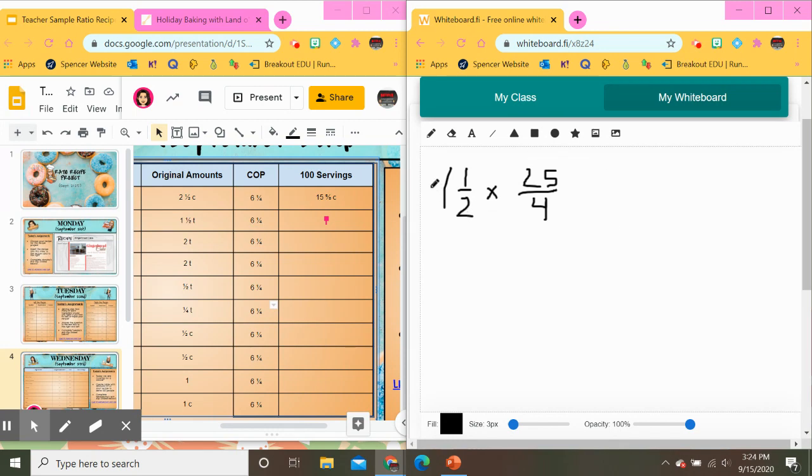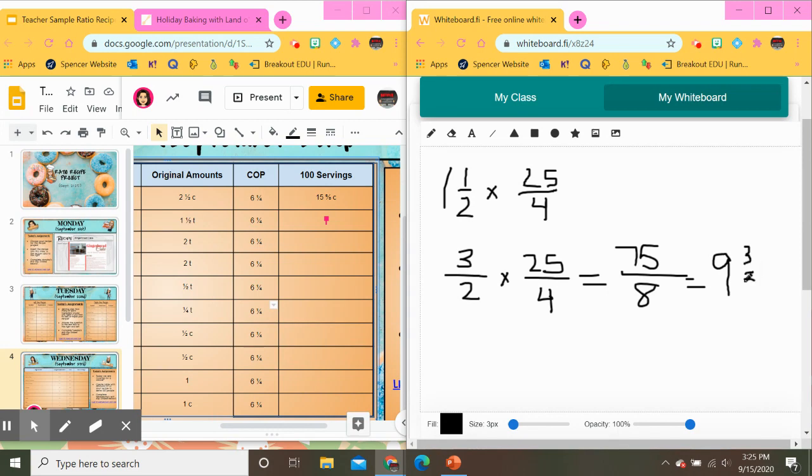So we're going to make this an improper fraction. 2 times 1 is 2, plus 1 is 3. So 1 1/2 is 3/2 times 25/4. Now, 3 times 25 is 75. Think about money when you're doing that. And 2 times 4 is 8, so 75/8. And we want to figure out how many times 8 goes into 75. I know my 8s. 8 times 8 is 64. 8 times 9 is 72, so it's going to go in there 9 whole times. 72 to 75 is 3, so it'd be 9 3/8. So the answer with that one would be 9 3/8.